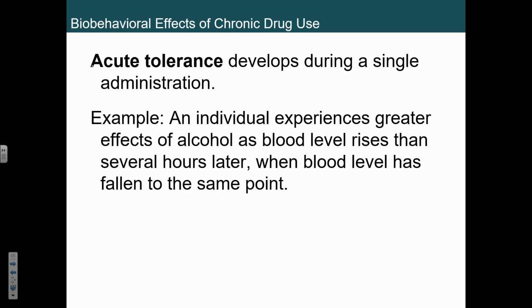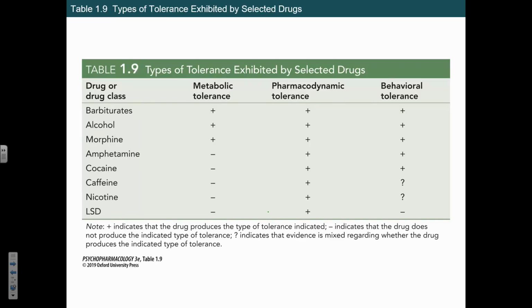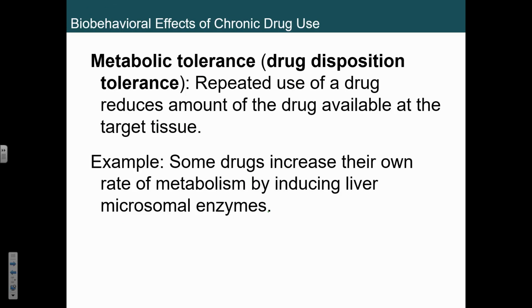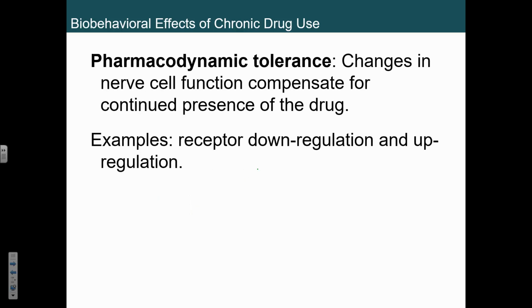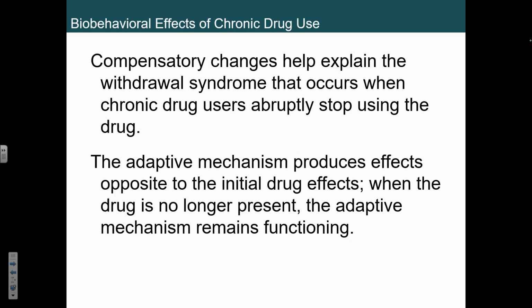There are things called acute tolerance. You can develop this after like 1 time, right? Not a big deal. Metabolic tolerance, this is when we're thinking about enzymes, right? We've talked about that a little bit. Pharmacodynamic, what are we thinking about here? That's receptor upregulation and downregulation, or it's a particular type of tolerance. Not a big deal.